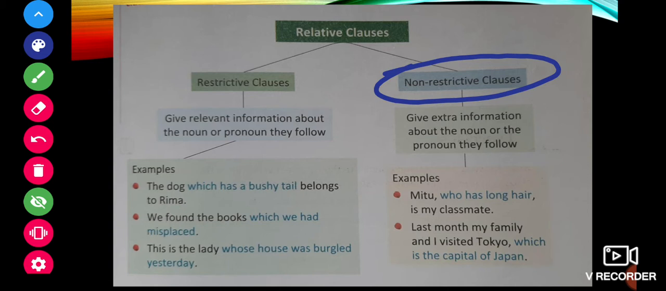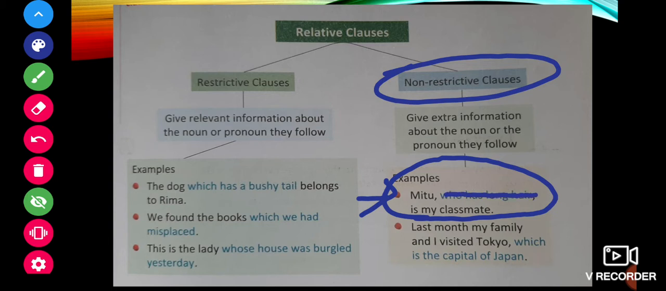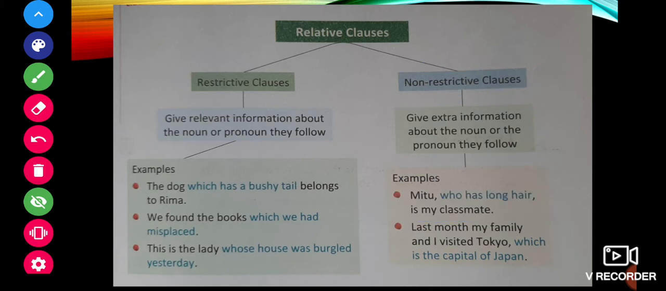Let us look at the examples of non-restrictive clauses. Meetu, who has long hair, is my classmate. Now who has long hair is extra information about Meetu which is not important to understand the meaning of the sentence. If we don't consider this part and read the rest of the sentence, Meetu is my classmate, the sentence is perfectly fine. So this is some extra information. So it is a non-restrictive clause.